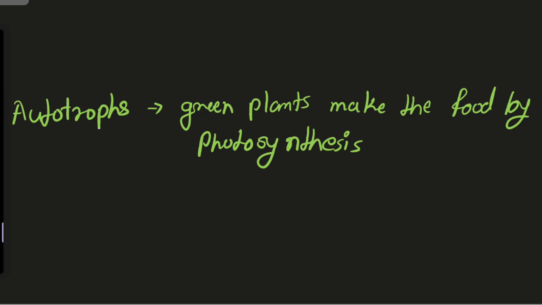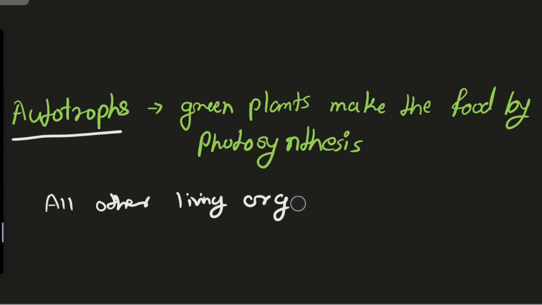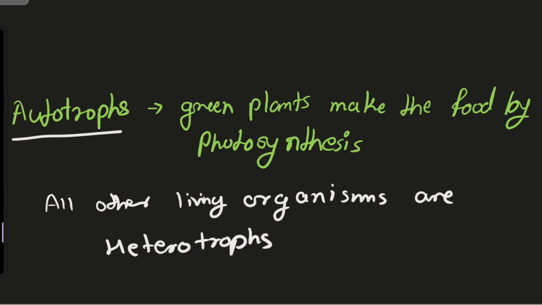As green plants make food by photosynthesis on their own, they are called autotrophs, and all other living organisms are heterotrophs because all others depend upon green plants for their food.